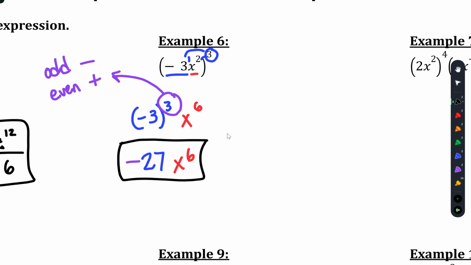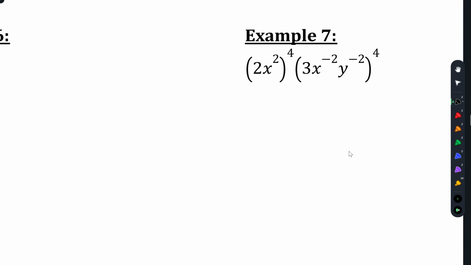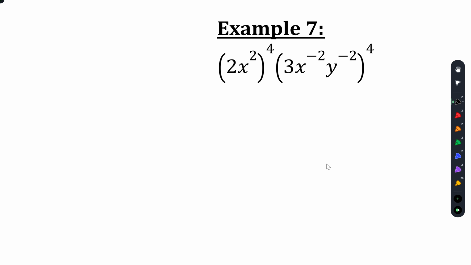Things get real tricky in example 7. Are we ready? There are a lot of bases here. Each section that's in parentheses is being raised to its own power. This section is raised to the 4th power, and this section is raised to the 4th power. I can take care of them separately. Let's first take care of the one on the left, the 2x squared to the 4th power.